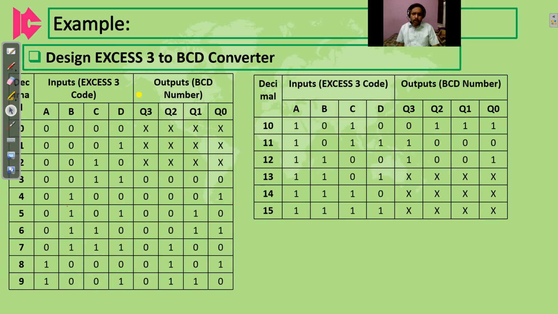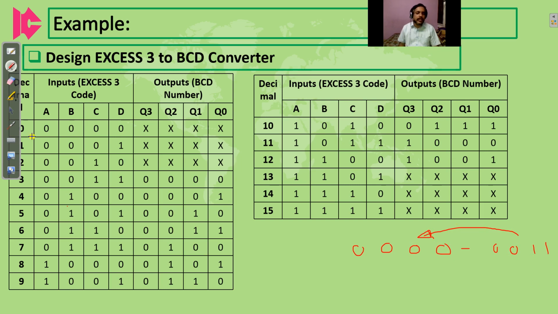What do you mean by XS3 code? Suppose the BCD code is 0000, then the XS3 code will be 0011. The name XS3 itself indicates it is increased by 3. But what we have to do is design the opposite code, that is from XS3 to BCD code. We are given the XS3 code and the output must be BCD code. So we have to design the digital circuit.